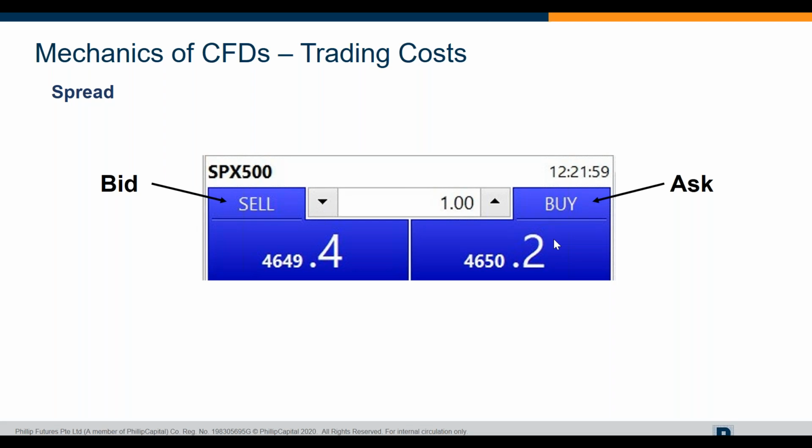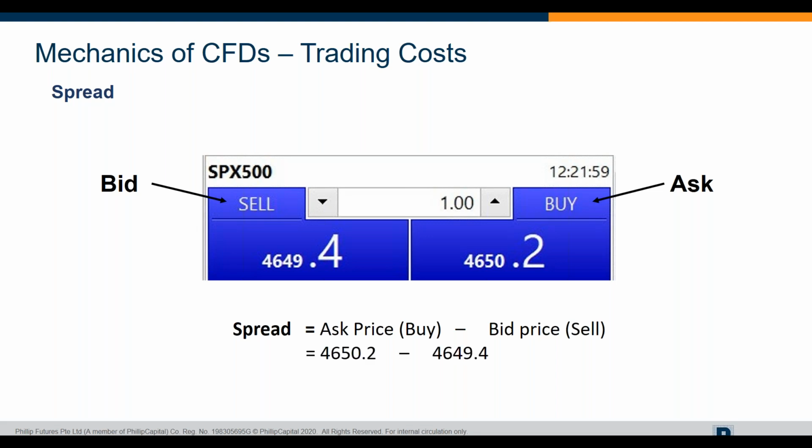Coming back to the question, what is spread? Spread is simply the cost for you to buy and sell, given that you buy and sell at the same time. The cost that you will incur is the difference between the buy and the sell. The spread is calculated by taking the ask price, or the buy price, minus the sell price. For S&P 500, the spread is only about 0.8 points. It's very minimal. This is the first cost of trading CFD.